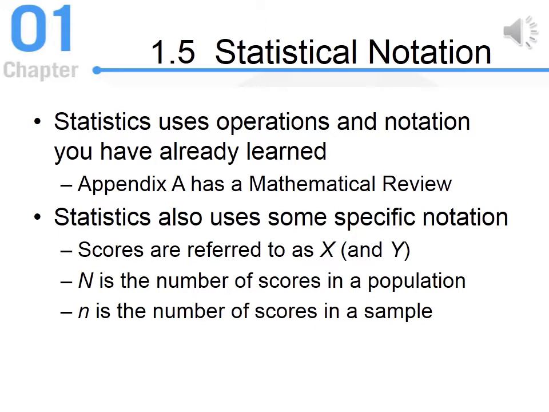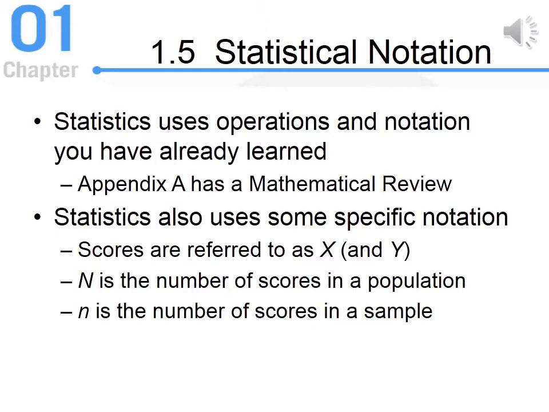Some specific statistical notation that you need to be aware of right now is that scores are referred to as x. So the first variable we measure, those raw scores are called the x values. If we measure two variables, the second measurement is called y. So when we measure wake up time, we call those x scores, and when we measure also on those students' academic performance, we call those y scores.